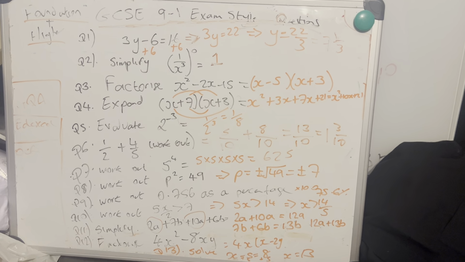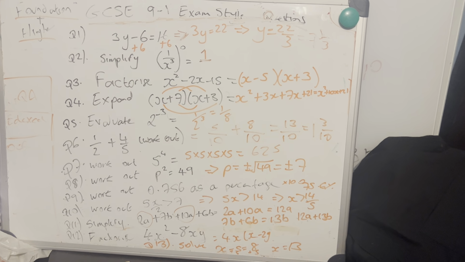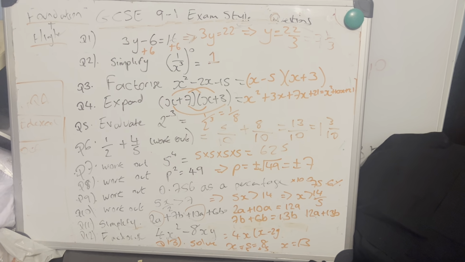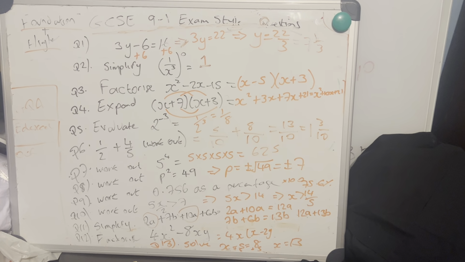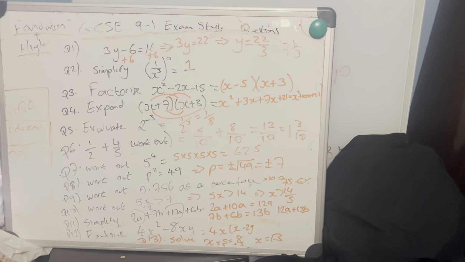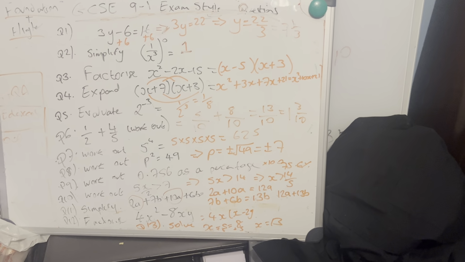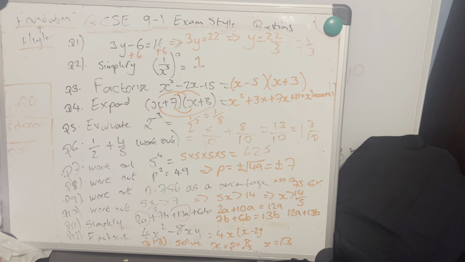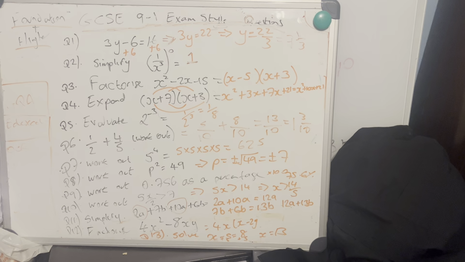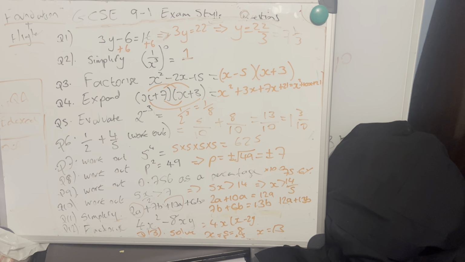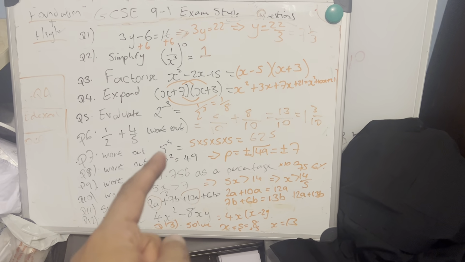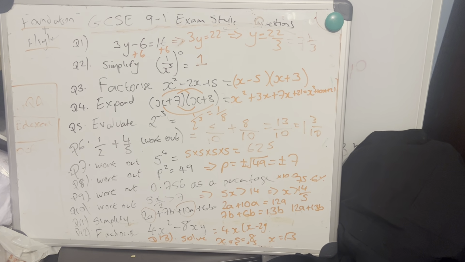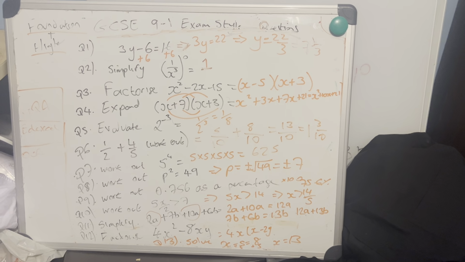Okay. This is question number 7. Work out 5 to the power of 4. Well, that means 5 times 5 times 5 times 5, which is 625. Now, that would probably appear on a calculator paper, but they could sneakily put this in on a non-calculator paper. This is question number 8. Work out p squared is equal to 49. So p is equal to the square root of 49. But here, the power of 2 means that I'm going to have 2 roots. So p is equal to plus and minus root 49, which equals plus and minus 7.